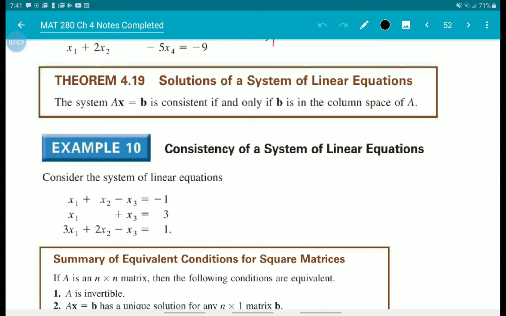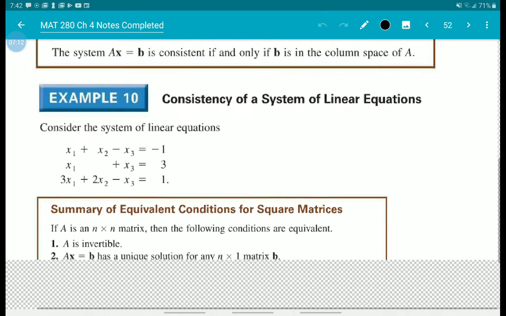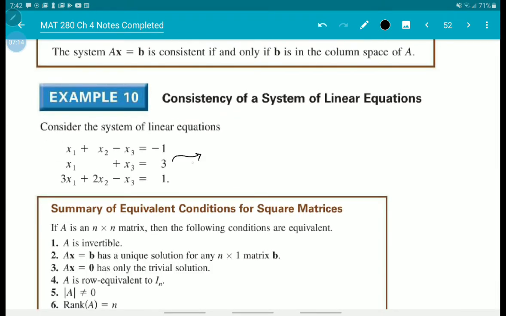So if we can write b as a linear combination of the vectors of the column space, then we know we're going to have a consistent system. So let's look at this guy. If we were to take this, plug it into an augmented matrix. This is what I got out.